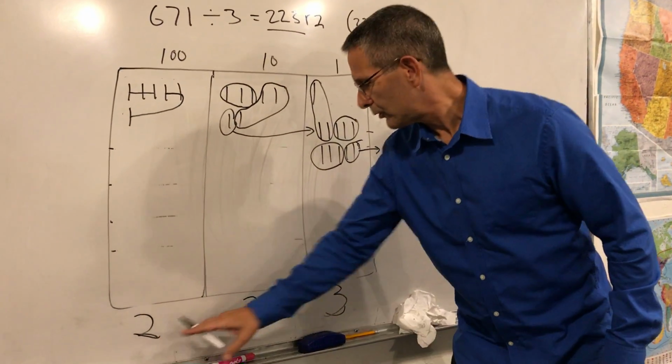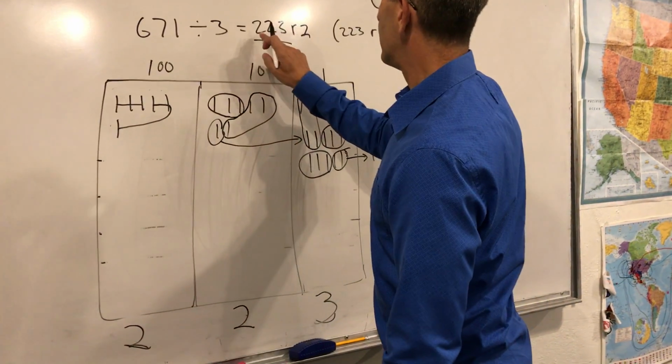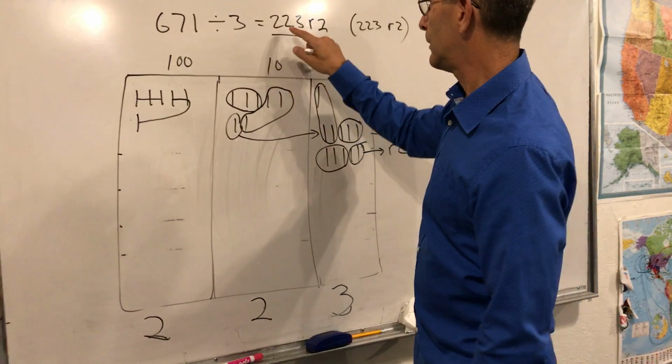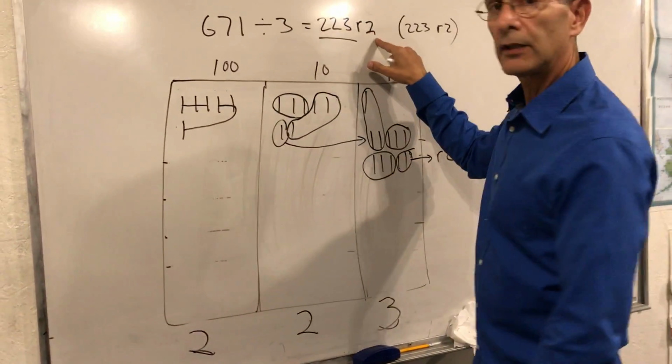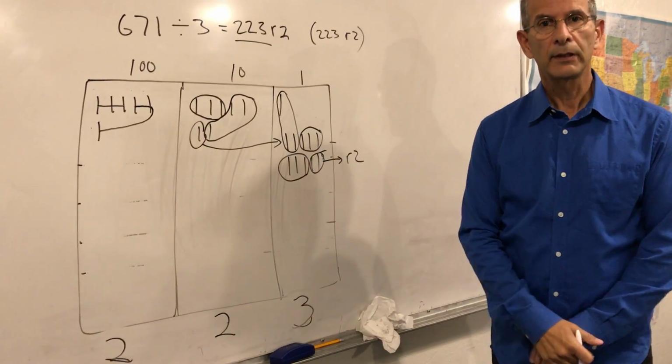And now we have our answer, 223, remainder 2. So we write it there. I didn't erase it from the last time, but we complete the number sentence by writing the answer there. And that's 2 ways of doing the grouping.